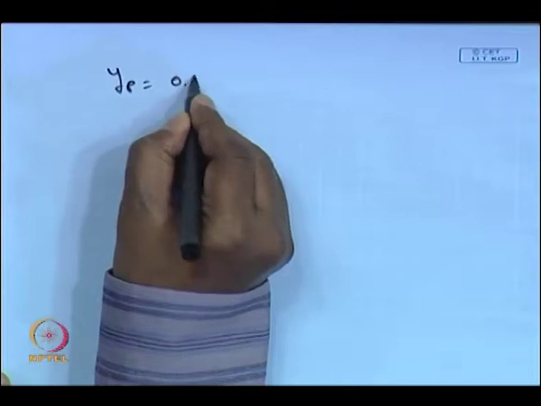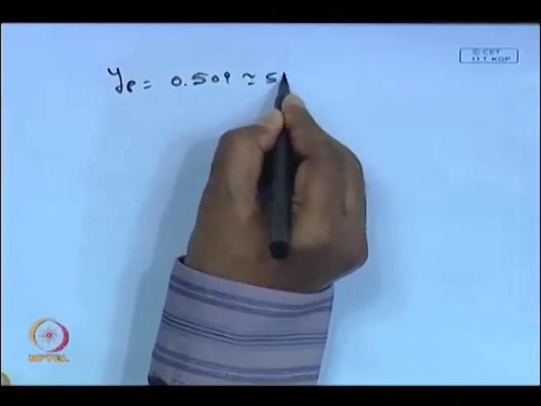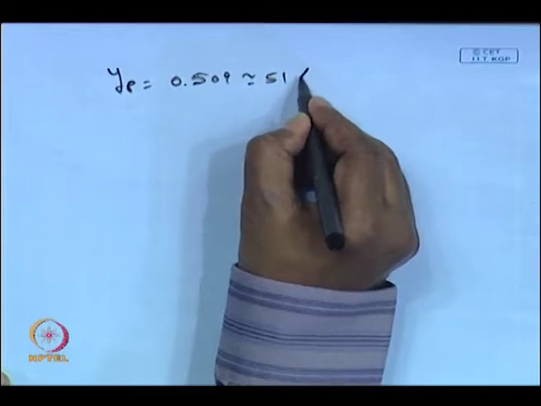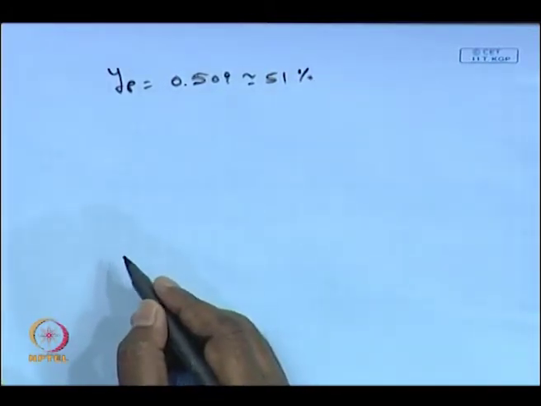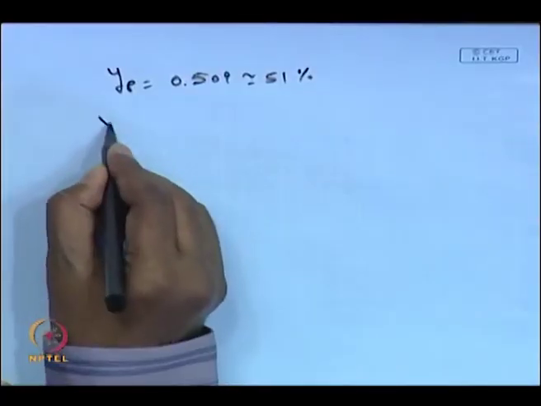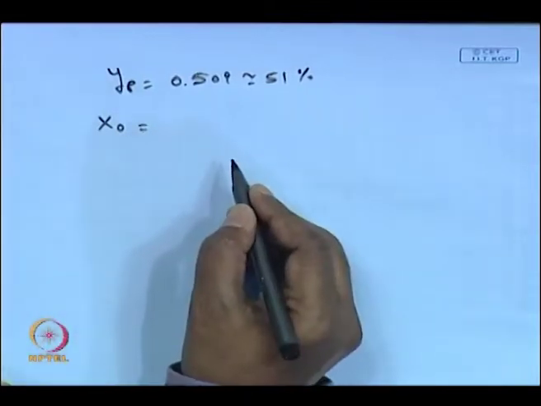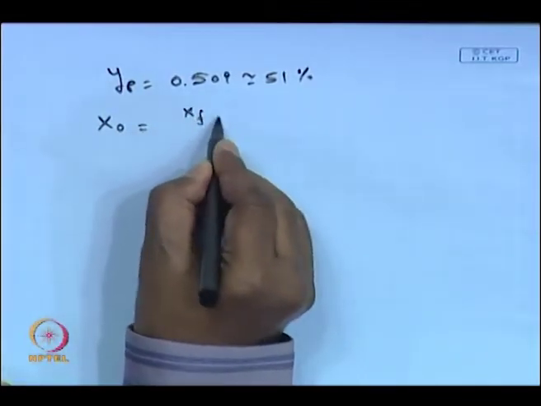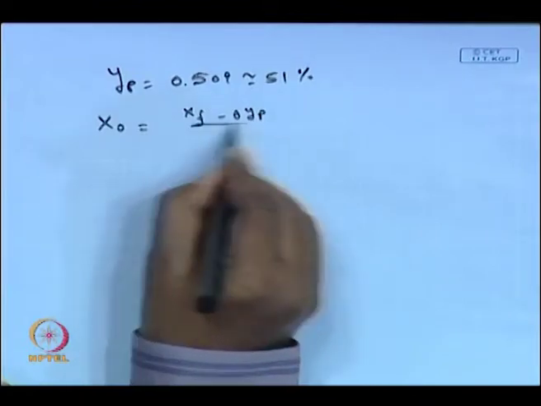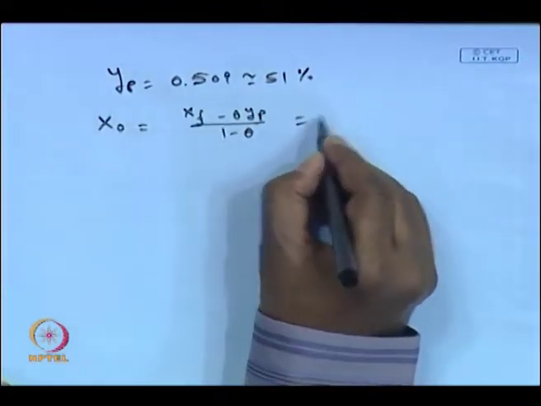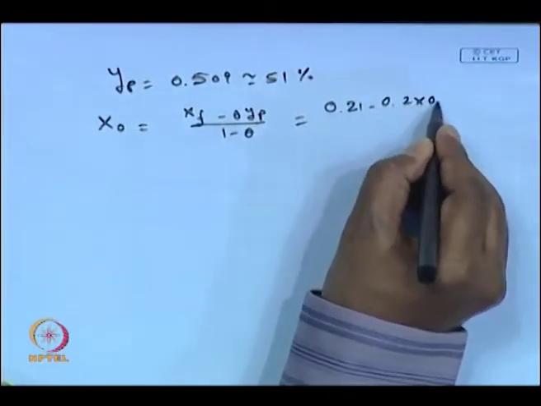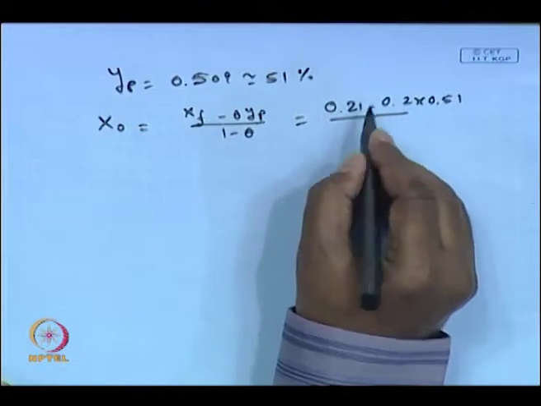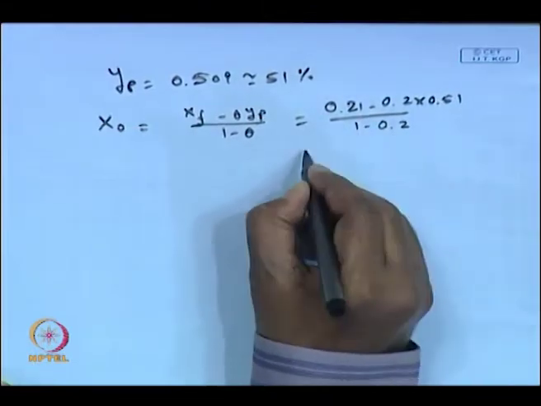That means almost 51%. So, you will have a composition in the permeate which is rich in oxygen, to the tune of 51% compared to nitrogen. Okay. So, x naught is the composition in the reject stream, that is nothing but x_f minus theta into Y_p divided by 1 minus theta. So, this turns out to be 0.21 minus 0.2 into 0.51 divided by 1 minus 0.2.